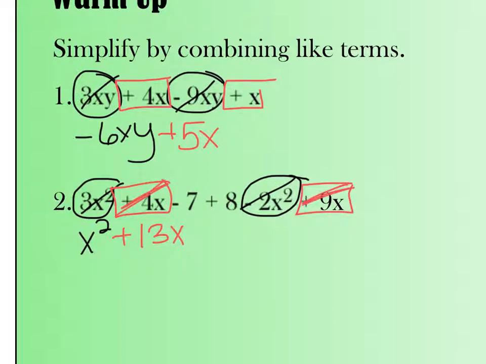Now I'm down to just numbers. Well, numbers can always be put together. So negative 7 plus 8 is a positive 1. So there's your answer for number 2. And it's already in standard form because we went from highest exponent to lowest exponent.